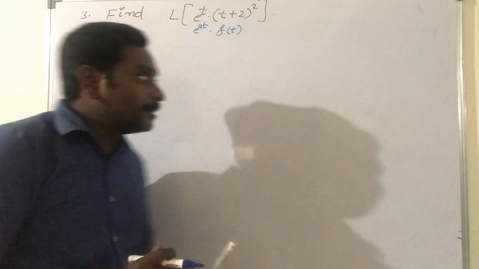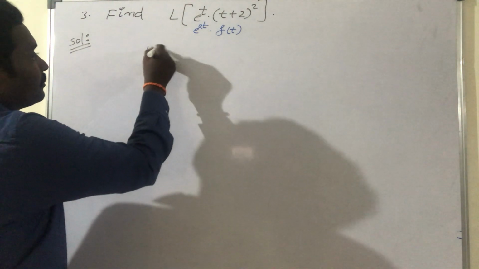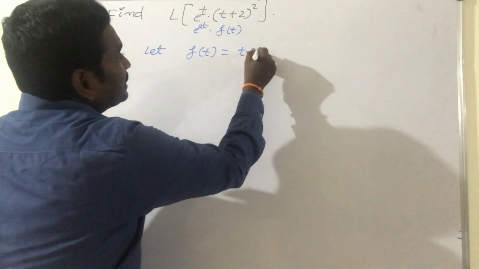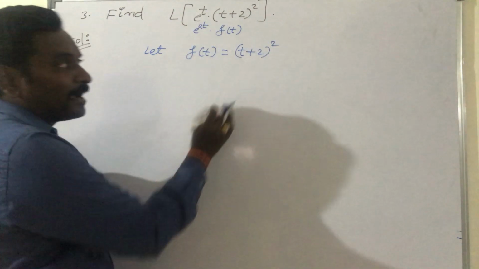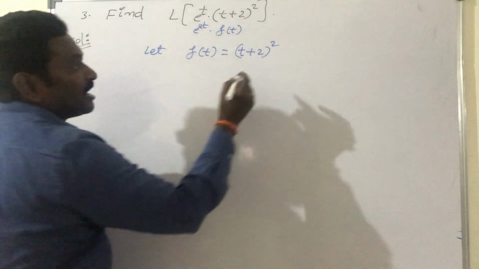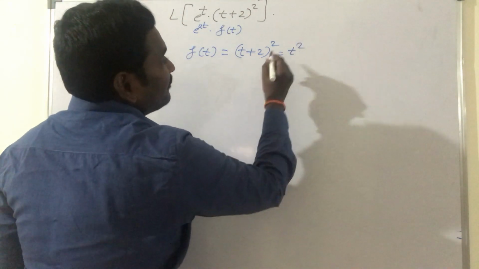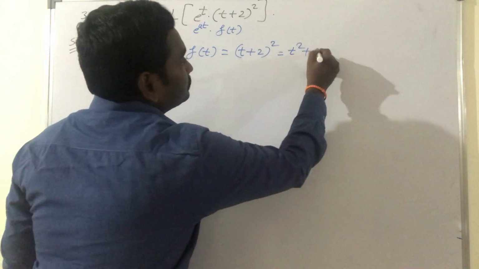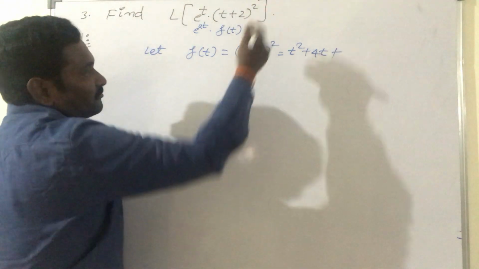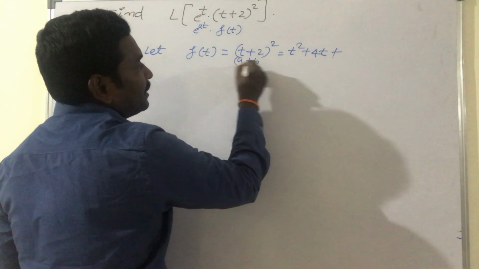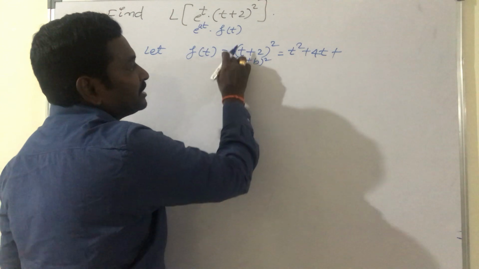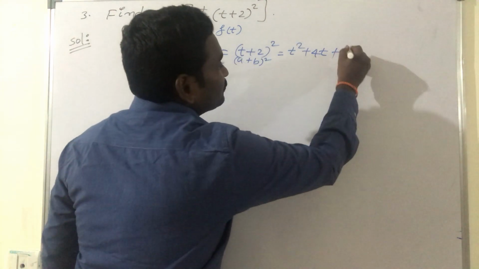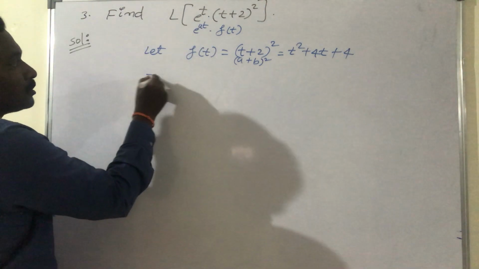Okay. So first, what is f of t here? Here f of t is equal to t plus 2 whole square. First expand by using the a plus b whole square formula. So you will get t square plus 2ab, 2 2s are 4, 4t, plus b square, which is 4. This is a, this is b. Expand by using a plus b whole square. Apply Laplace on both sides.